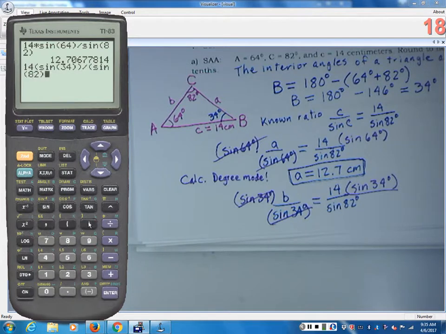But you can work with your calculator. See, I didn't need all those extra parentheses. I put a bunch of them. If you want to do that, you can, but you got to be careful with those too, because the calculator will do the sine operation before it divides. So, that's all together. So 7.9 centimeters.